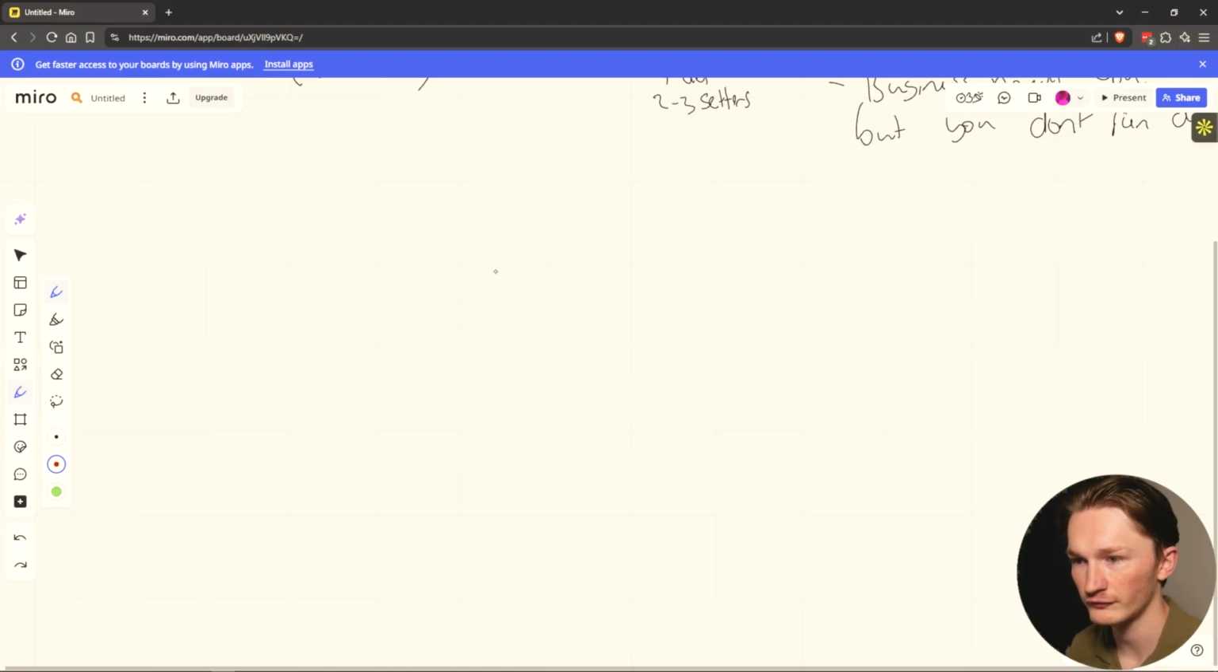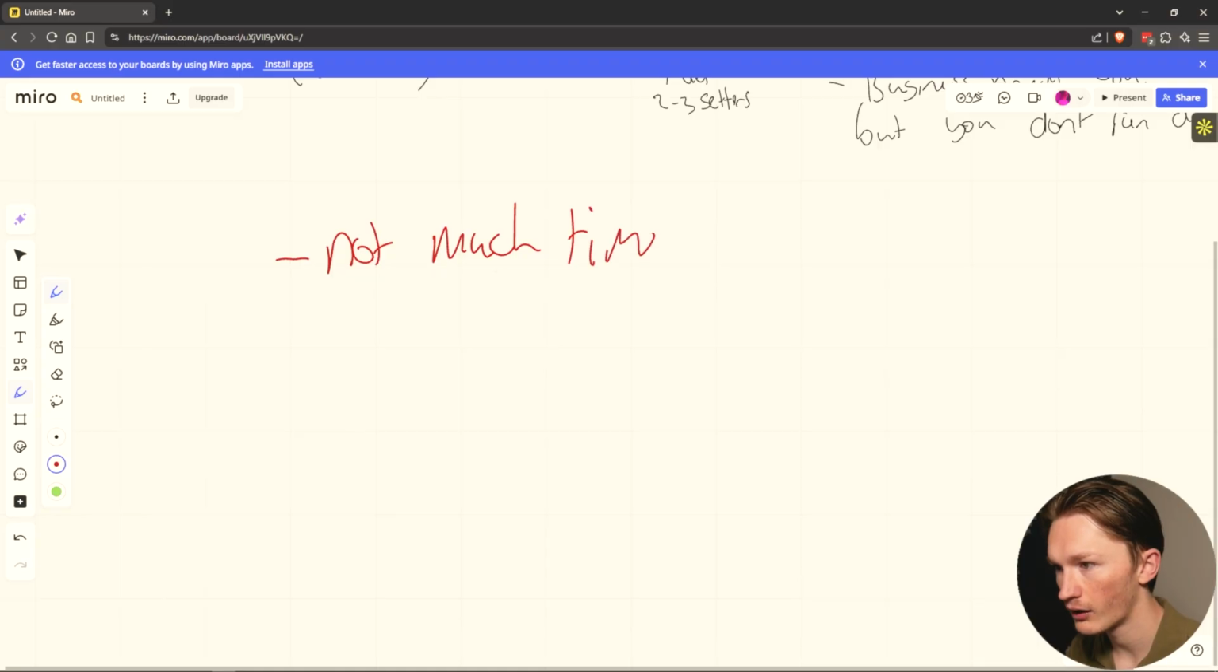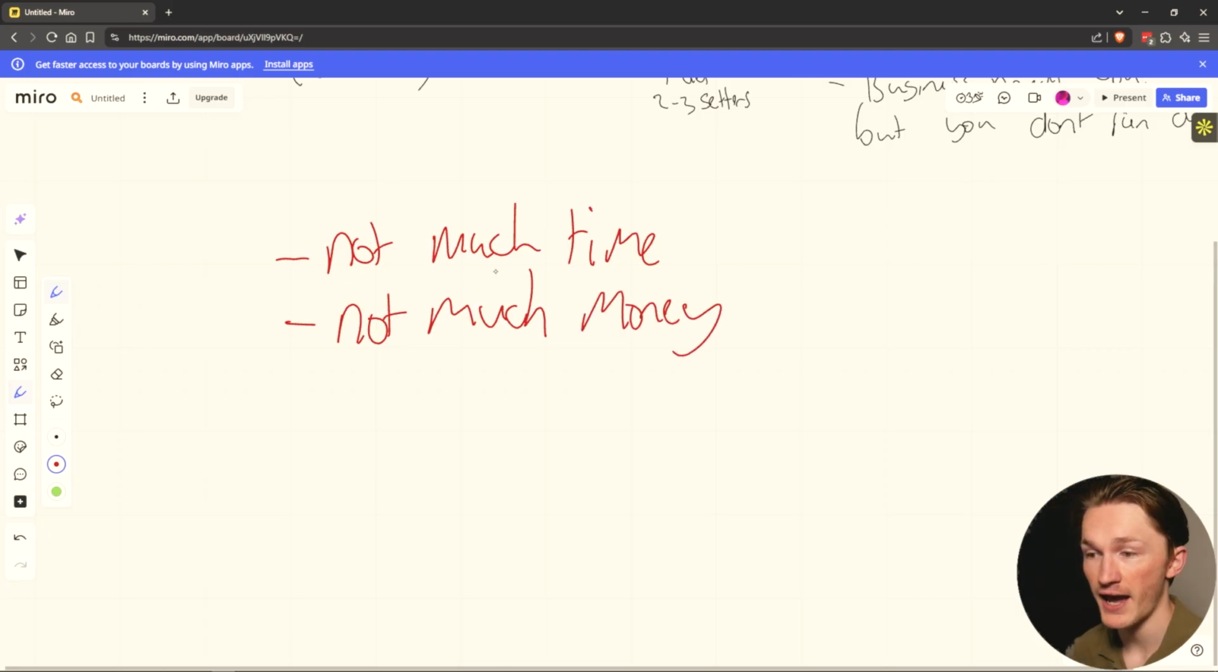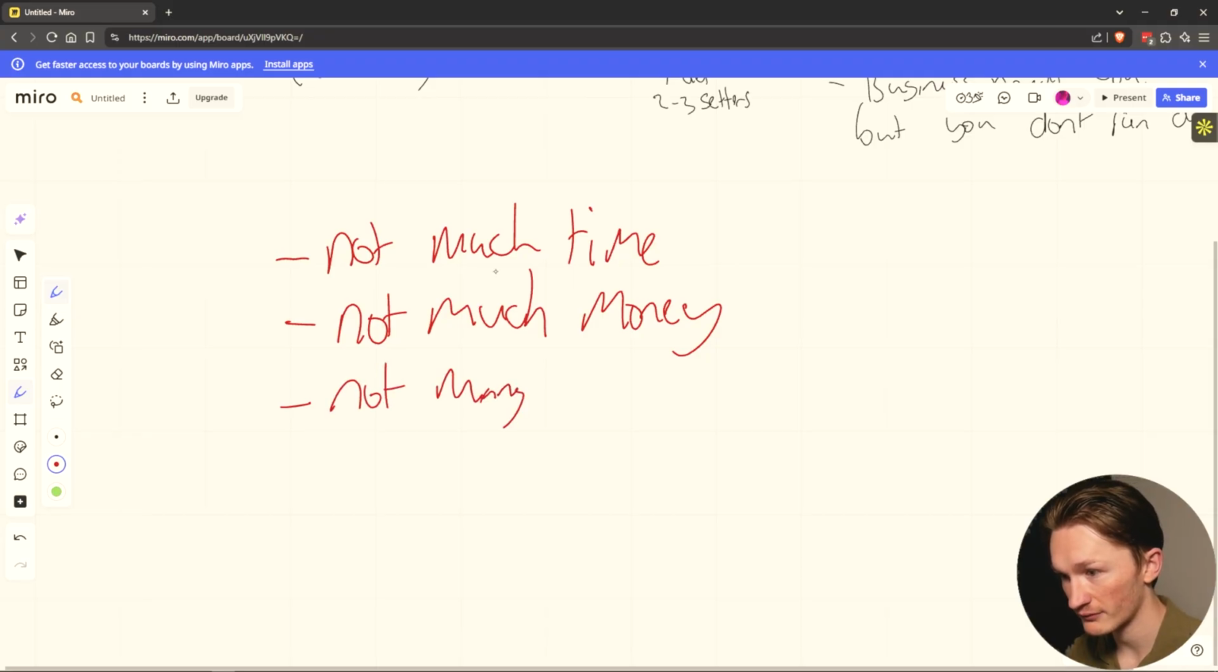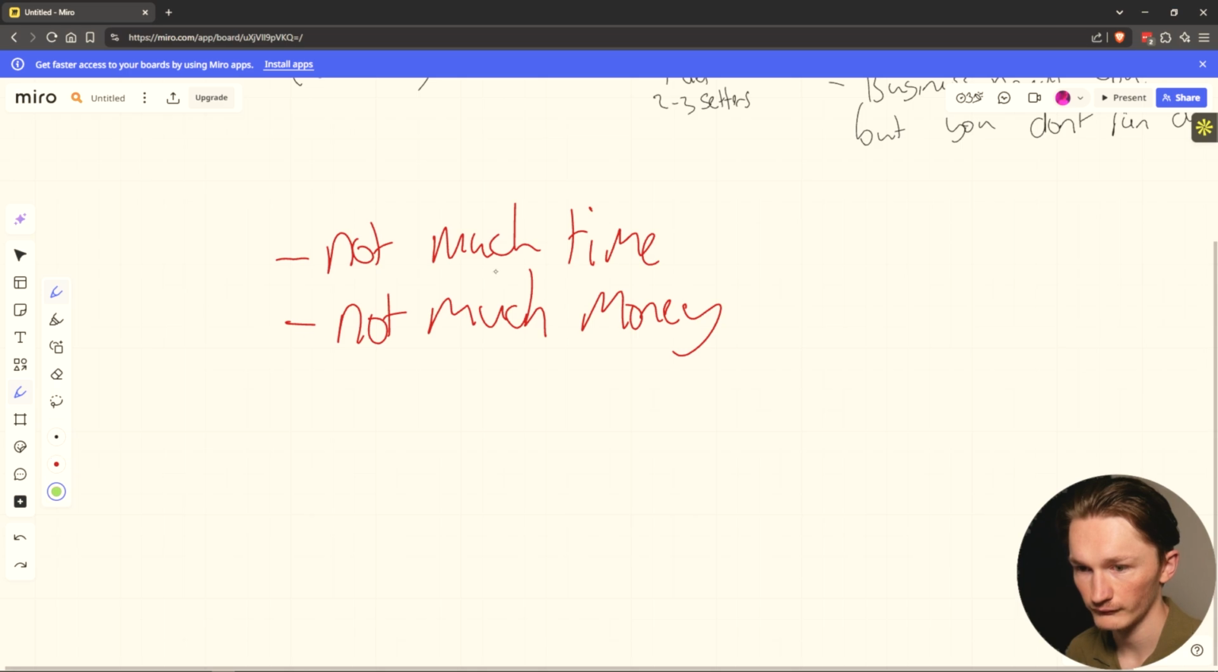So you have right now, I'm going to use red for bad, green for good, obviously. So you probably either have not much time or not much money. And honestly, it's rarely going to be any different to those. And in terms of teams you might have not many staff. But actually, I'm going to remove that one because that correlates to the other two. So here is the benefit. Let me just make sure it's roughly the same size.